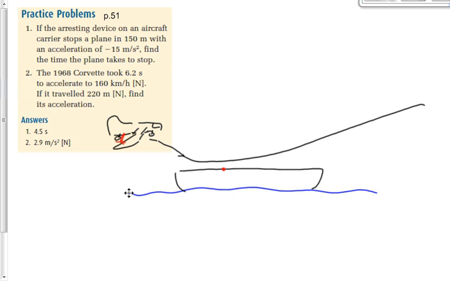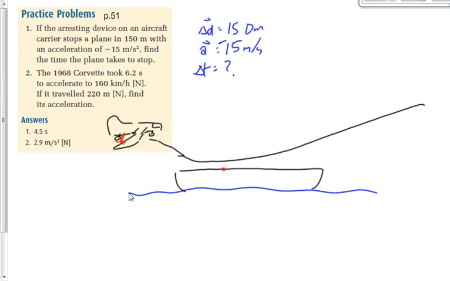All right. So it stops the plane at 150 meters. That's a pretty short distance, or a pretty short displacement. It tells us the acceleration is negative 15. That's great. Usually, they just tell us it slows down at 15 meters per second squared. This time, they tell us that the acceleration is negative 15. They're not forcing us to catch that little read between the lines negative thing. We're going to find the time that it takes the plane to stop.